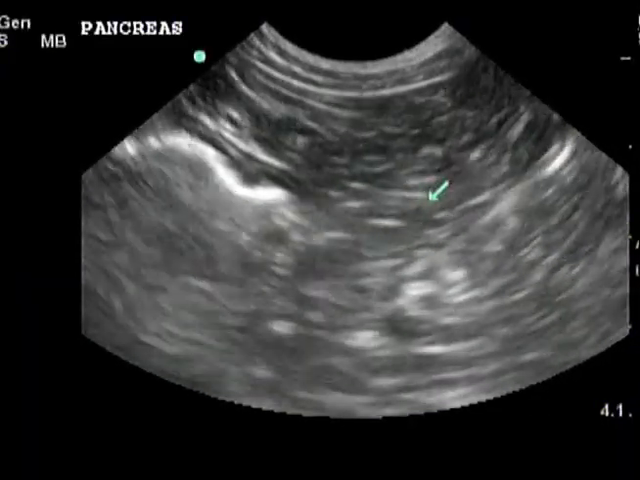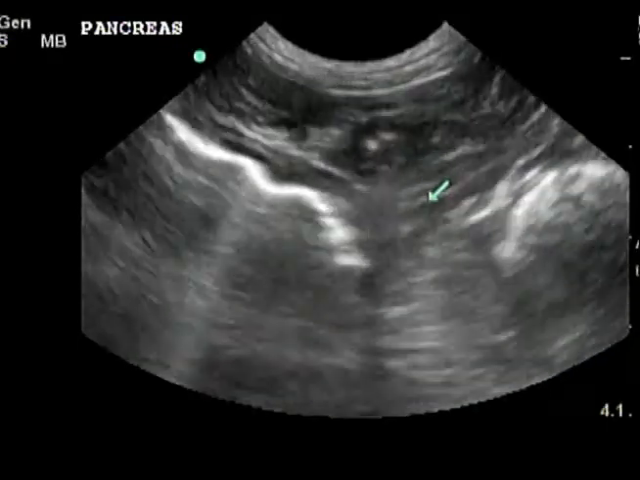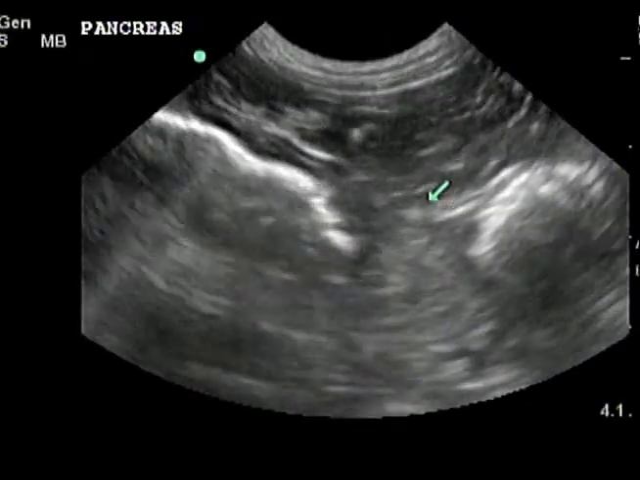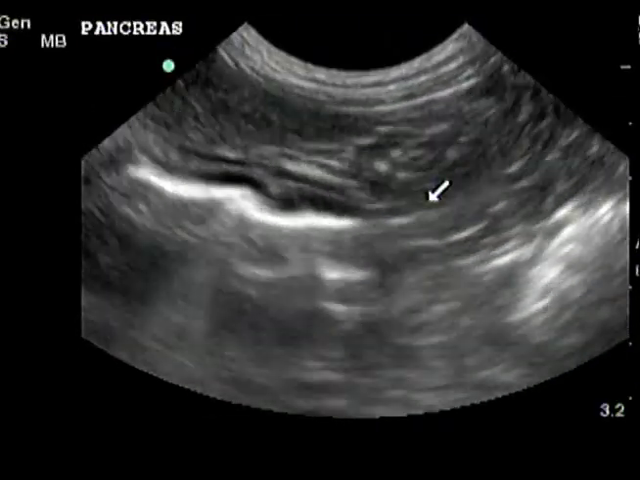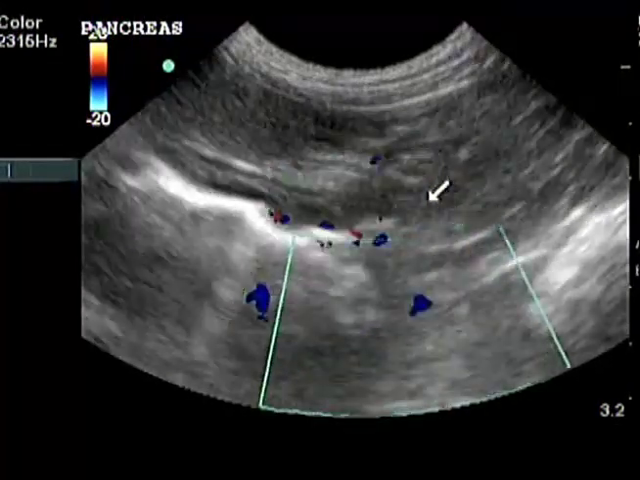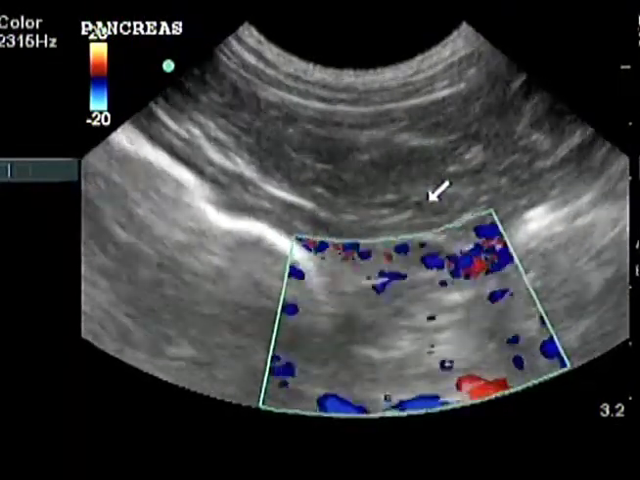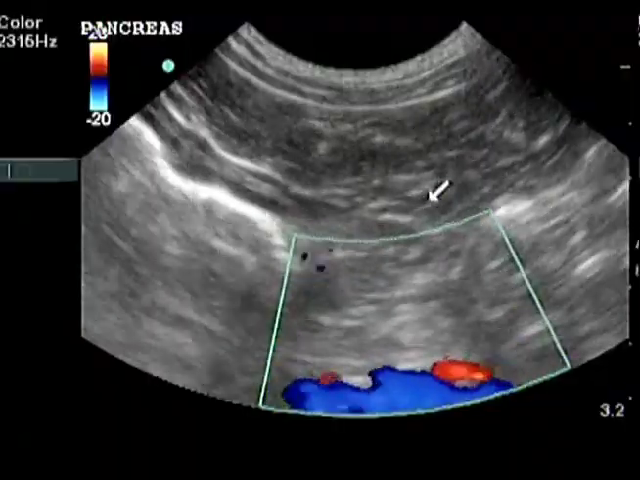There are no common artifacts associated with normal pancreas. There are no standard measurements of normal pancreas in dogs. Abnormalities are measured for comparison in future studies.